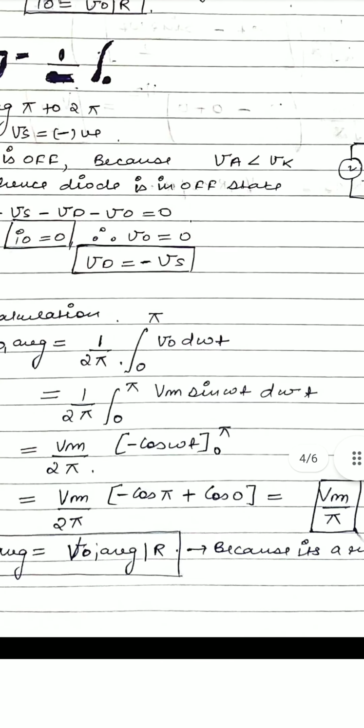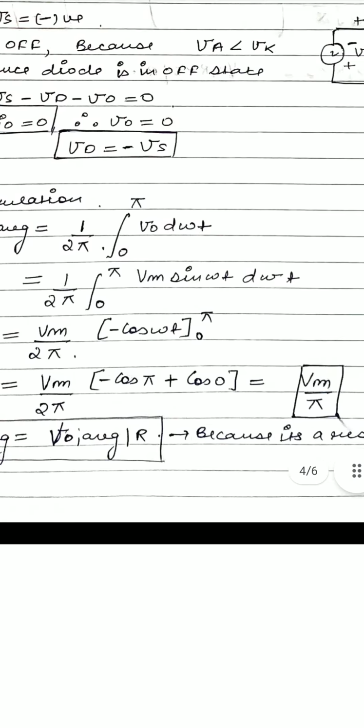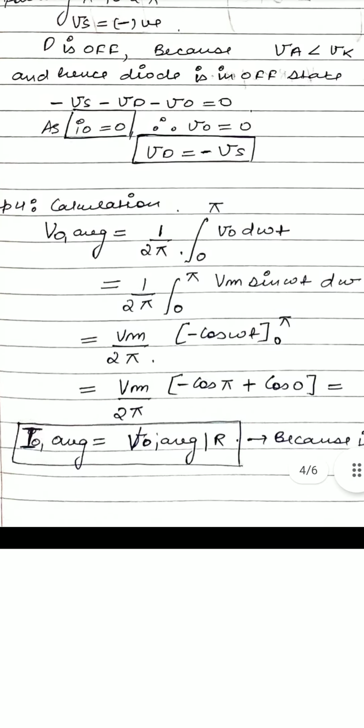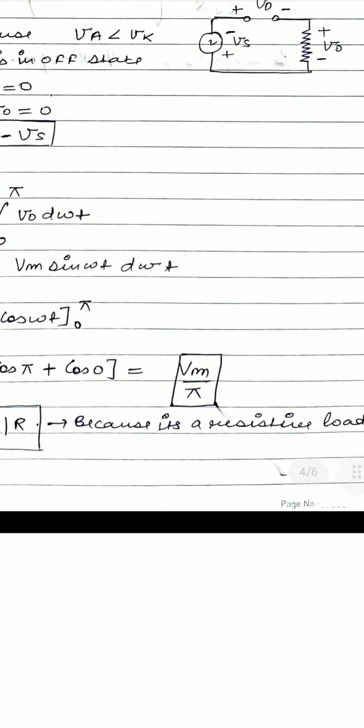So 1 upon 2 pi, 0 to pi, small v naught is equal to Vm sin omega t, because from 0 to pi, V naught is the same as Vs, which is nothing but Vm sin omega t. Now after taking the integration, we get V naught average as Vm by pi.